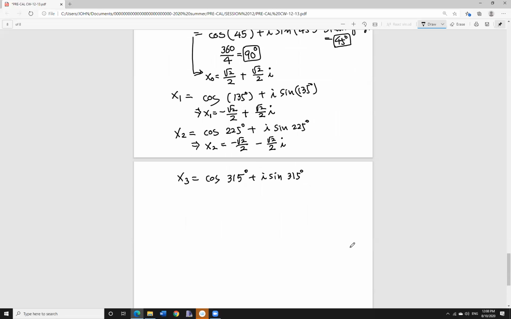So finally, we got this one. x3 is now how much? Cosine 315 is positive, right? The root 2 over 2 is positive, but sine is negative. So negative i root 2 over 2. I'm going to use the same form, okay? That's it.